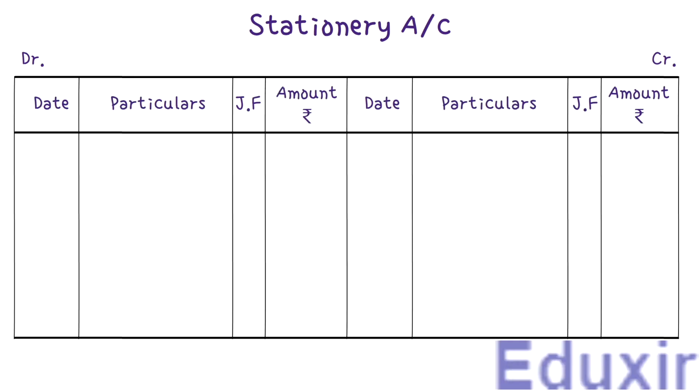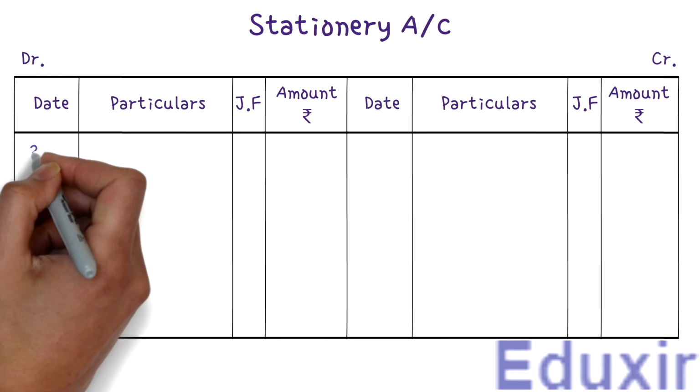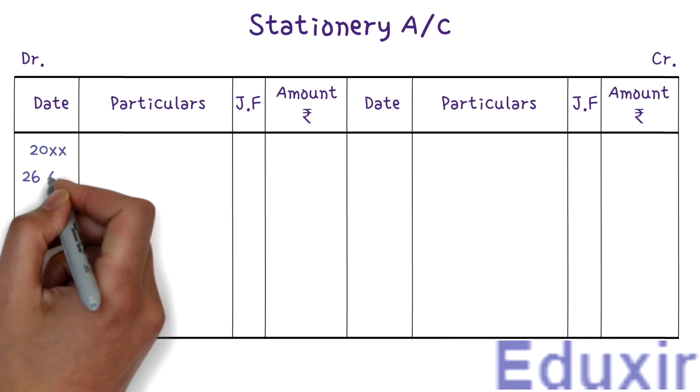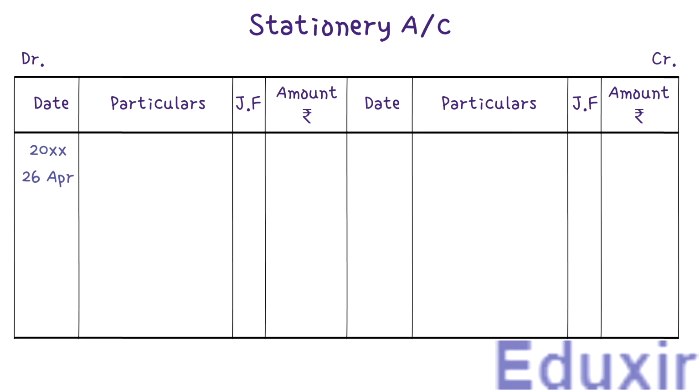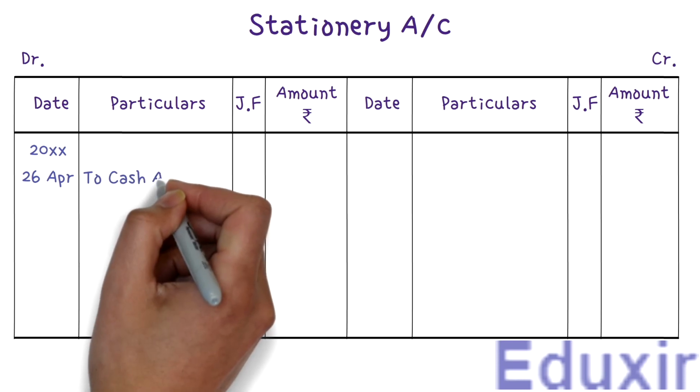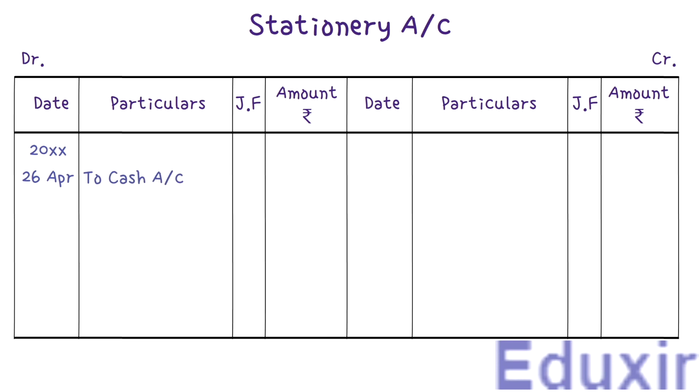As this is the first entry on the credit side, let us first write the year in the date column and let us then write the date. We need to write to cash account into the particulars column. Let us then write the credit amount of 100 rupees in the amount column. That completes the posting of this journal entry into stationery account. Let us now take up the next entry.